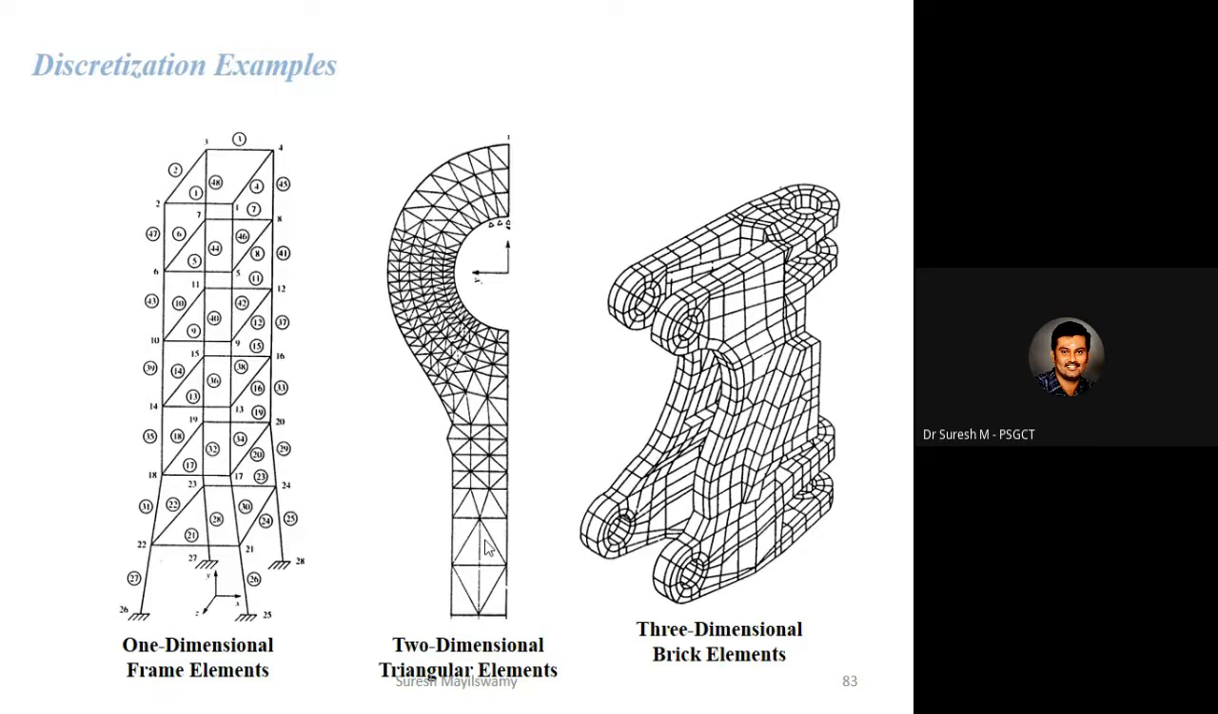So the first one is a one-dimensional frame element, the second one is a two-dimensional triangular element, the third one is a three-dimensional brick element. So there is a difference. So here it is in isometric view and this is in a two-dimensional view. That's why this element is discretized by using a triangular element. If this body is three-dimensional, we can discretize by using a tetrahedral or brick element. So here the example of a brick element is shown. In the same way, here is a one-dimensional view, so we can discretize by using a line or bar. So this is the line element.